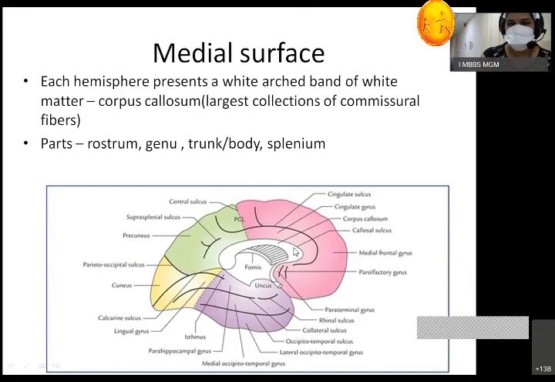Okay, so this is a genu. Then this will be the body of the corpus callosum, and lastly there will be splenium, that is the most posterior and expanded part of the corpus callosum. So location of the corpus callosum is at the base of median longitudinal fissure. What is corpus callosum? This is a white fiber tract which is connecting the two cerebral hemispheres.